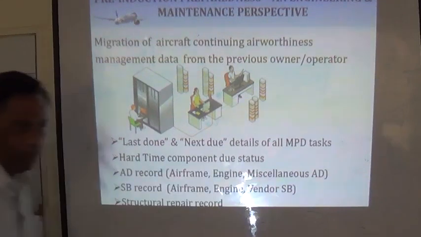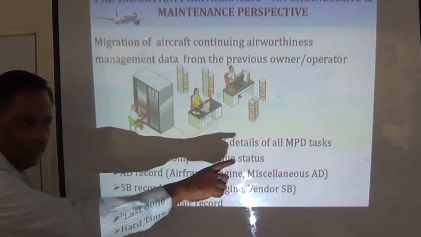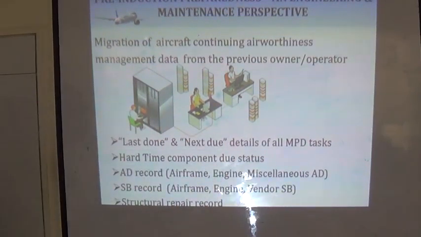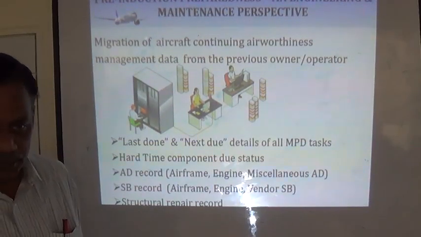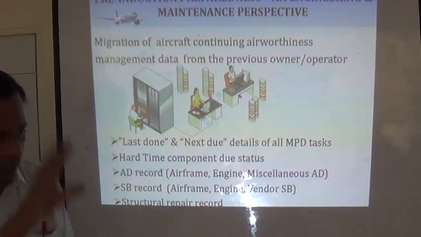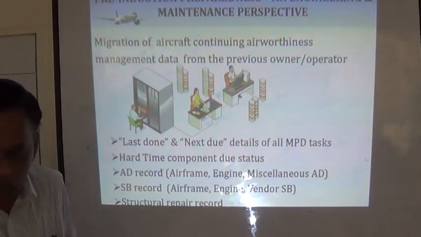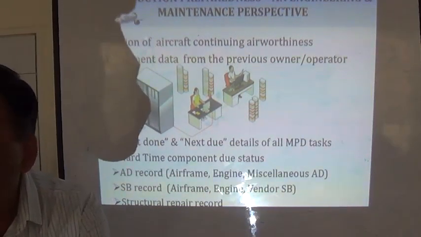Hard time components, that I told you, there are some hard time components which have to be replaced. You have no choice, you have to replace it. What is the status of that? Maybe when you land in Dubai, let's say an altimeter or airspeed indicator got replaced, and if the airspeed indicator is a hard time component as per the AMB, now you have to recompute your next due based on the new serial number which is fitted.